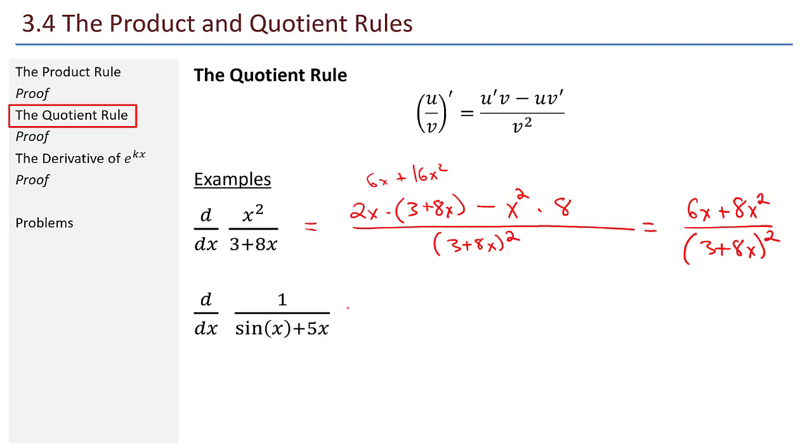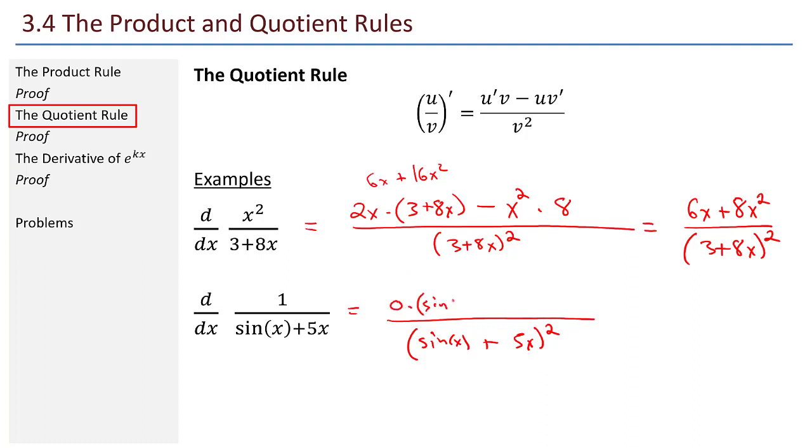And how about a second example? Well, it's always easy to do the denominator. If you'd like, you can start with that. So the denominator is simply squared. So sine of x plus 5x squared. How about the numerator? It goes the derivative of the top, well, that's just 0, times the bottom.